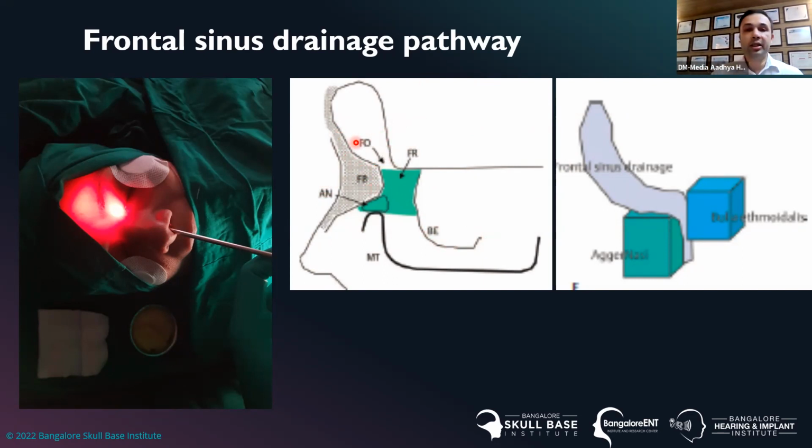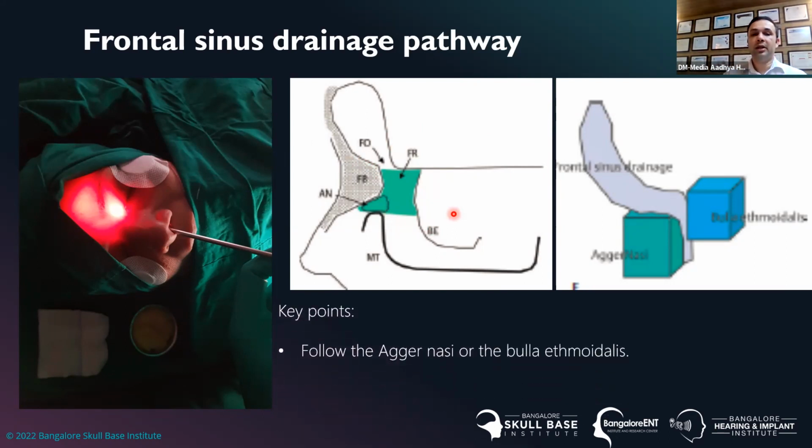Then from the posterior aspect, in front of the bulla, there can be cells. These are known as frontal bulla cells, extending all the way up. There can be one or multiple cells present within the bulla. This can significantly impact the frontal sinus drainage pathway. It can be medial, lateral, anterior, or posterior, based on the arrangement of cells around the frontal sinus. So we need to study the scans extremely carefully when we look at the frontal sinus drainage pathway.